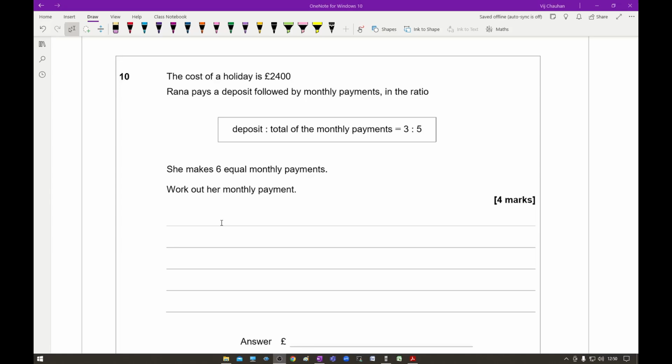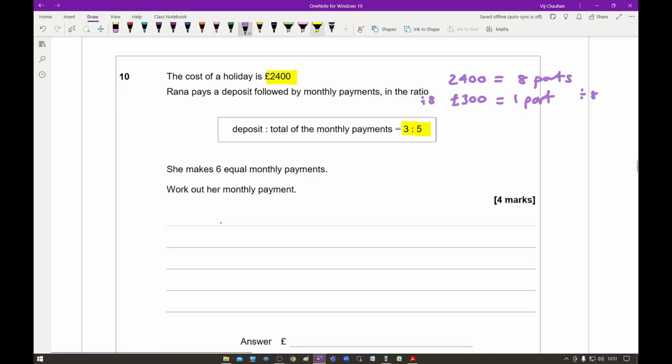So for this, what we need to do first is work out how much the deposit is and how much the total monthly payments are going to be, before we work out what the 6 monthly payments are going to be. So for this, we know that the total is 2,400, and looking at the ratio of 3 to 5, it tells us that 2,400 is equal to 8 parts. Now if that is the case, we could then work out what one part is by dividing by 8. So if I divide both sides by 8, it tells me that one part is going to equal £300.